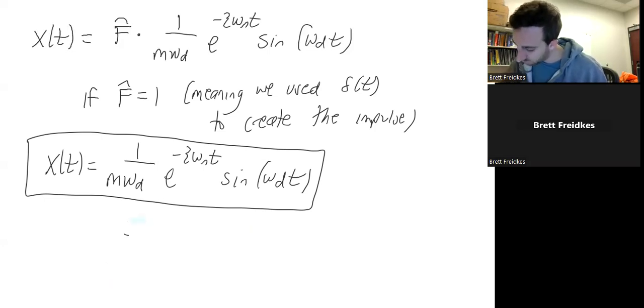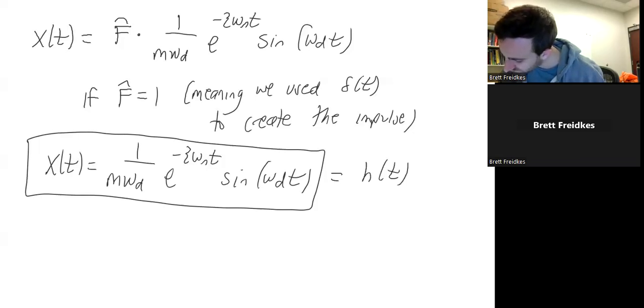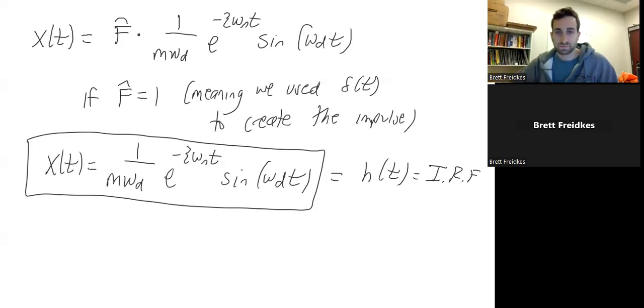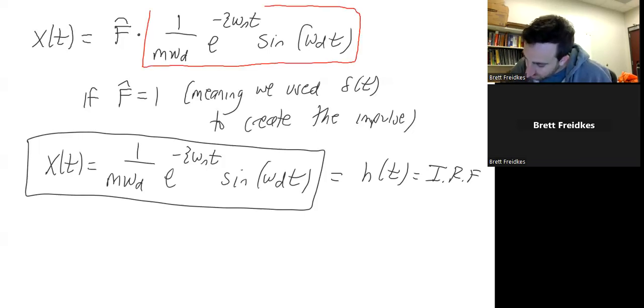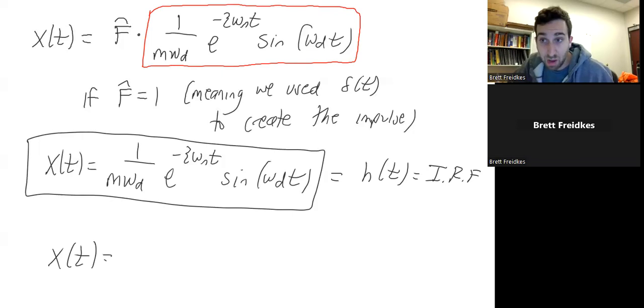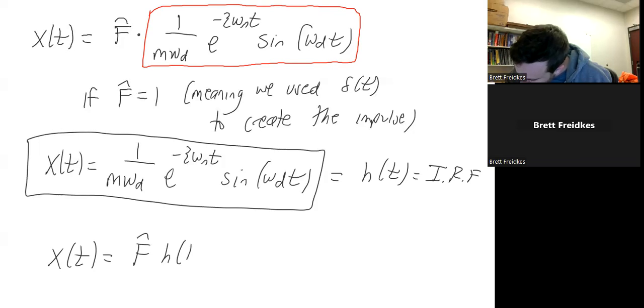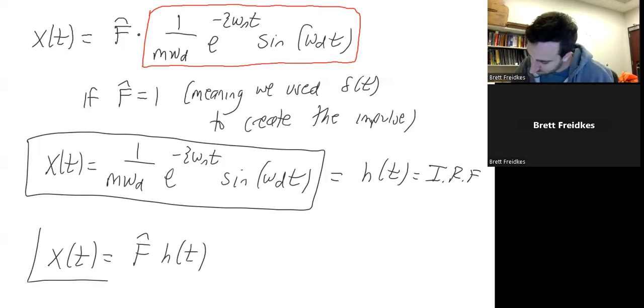So with that in mind, let me erase this a little bit. This is the impulse response function. We call this the letter h. We can see up here that if f hat is 1, we just get this. That is my impulse response function. So I'll say that my position is going to be based on how strong my impulse is, but I'm going to multiply that by the impulse response function.